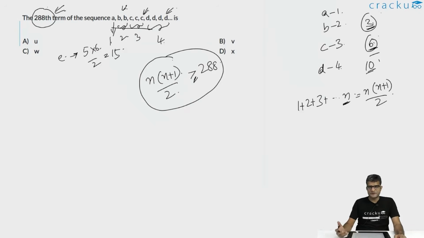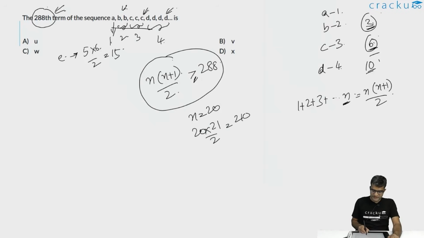If you substitute the values of n, this is a quadratic equation, you can expand it and calculate the value of n, but you can use trial and error and get there faster. If n is equal to 20, 20 into 21 divided by 2 is equal to 210, which is less than 288. So let us assume that n is equal to say 25. If n is 25, this will be 25 into 26 divided by 2. This is 25 into 13, which is 325.